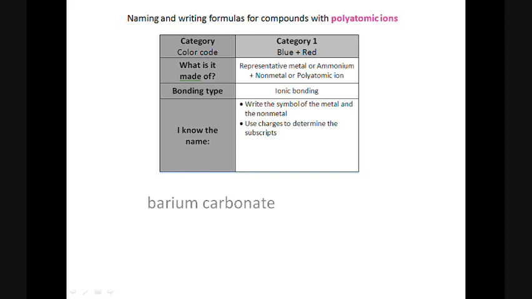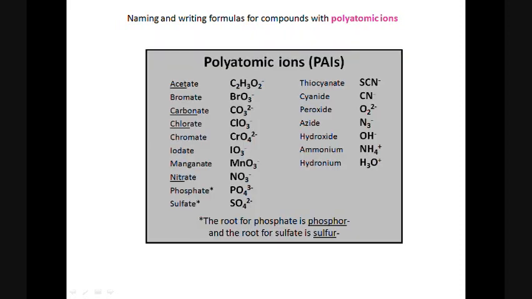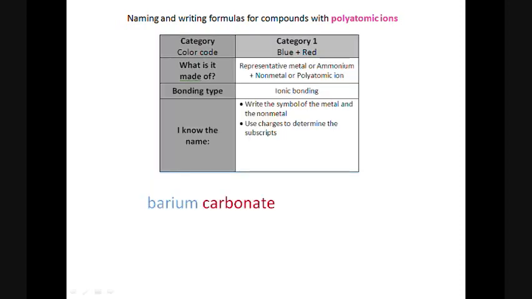Here are 2 examples where we know the name, we just need to write the formula. Here's barium carbonate. Barium is a blue element, and its symbol is Ba. The -ate ending on carbonate should give away that it's a polyatomic ion. We can check our polyatomic ion list just to make sure, and there's carbonate, CO3 with a -2 charge. Polyatomic ions act like red elements, so we know we need to use the category 1 rules for writing chemical formulas.